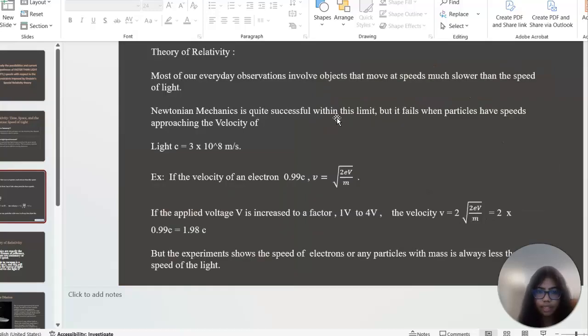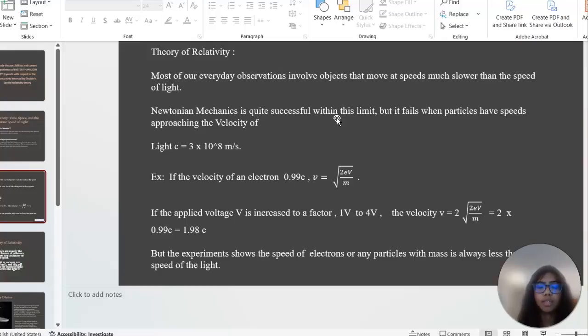Theory of relativity. Most of our everyday observations involve objects that move at speeds much slower than the speed of light. Newtonian mechanics is quite successful in this limit, but it fails when particles have speeds approaching the velocity of light, c equals 3 times 10 power 8 meters per second.